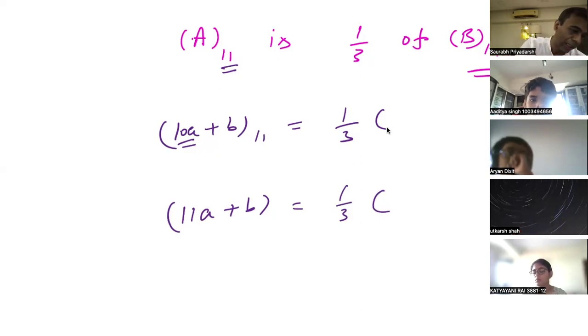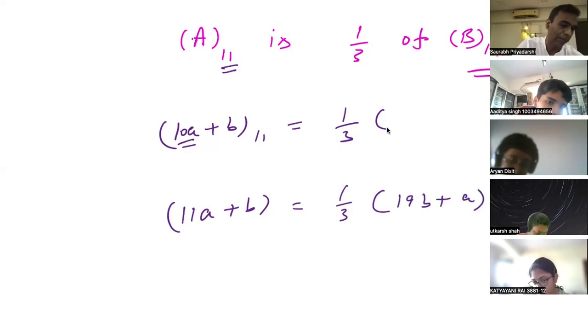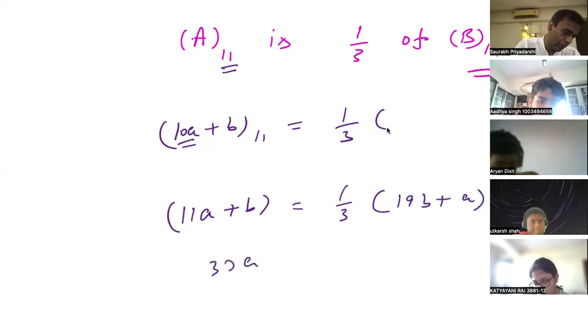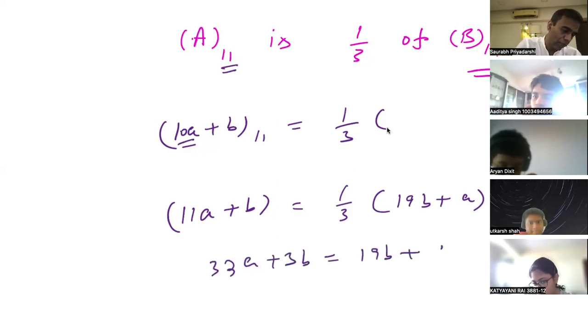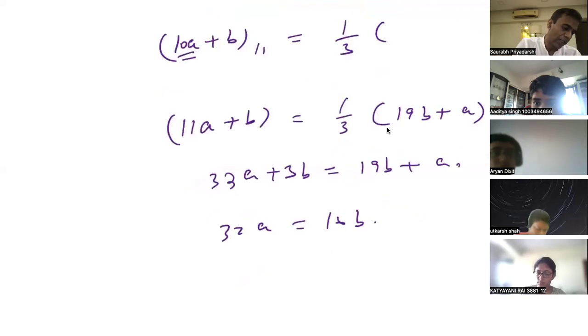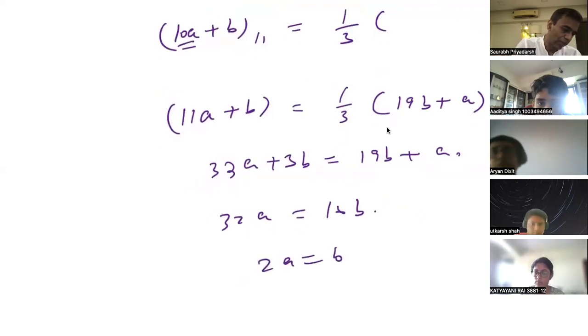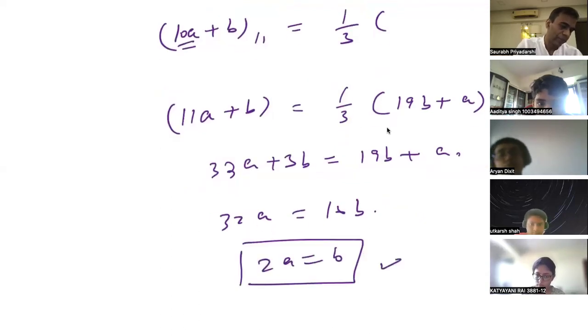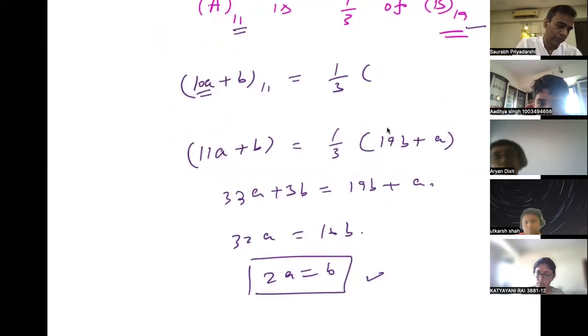And this I can write, right? This will be reversed, so 19B plus A. So 33A plus 3B is equal to 19B plus A. What I'm getting is 32A is equal to 16B. That would mean A would be 1, B would be 2; A would be 2, B would be 4; A would be 3, B would be 6.